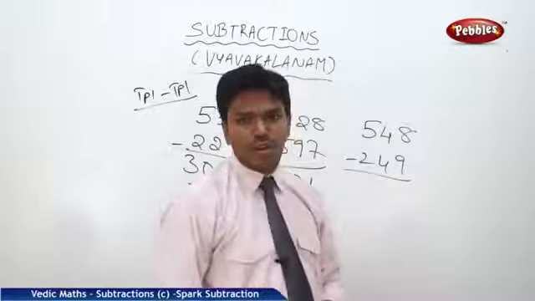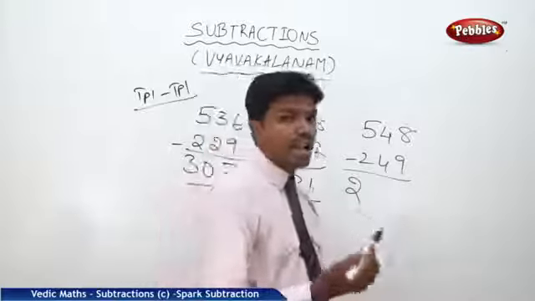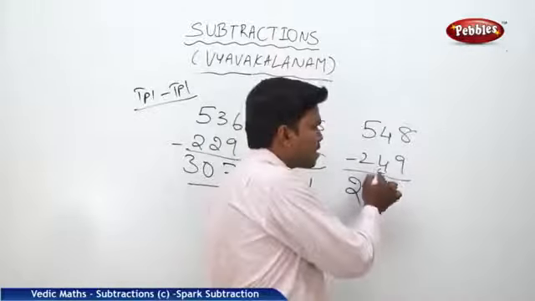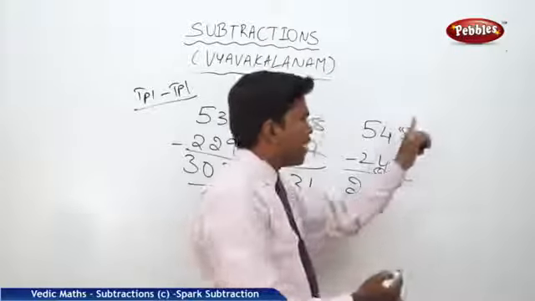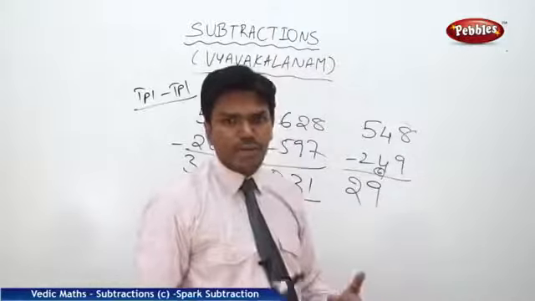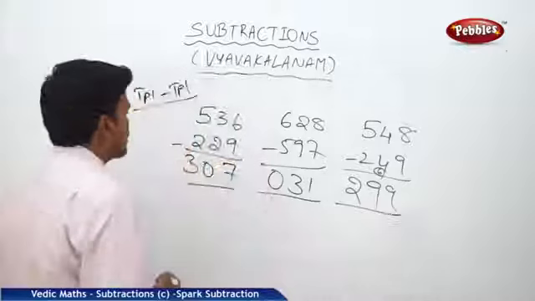So this one also mismatch. 3 becomes 2. Obviously this one becomes 9. Why? Because 4 and plus 6, 10. But obviously next number is mismatch. So 10 becomes 9. Now 8 and 9. Mismatch only. So 8 plus 1, 9. So my answer is 299. One more example.